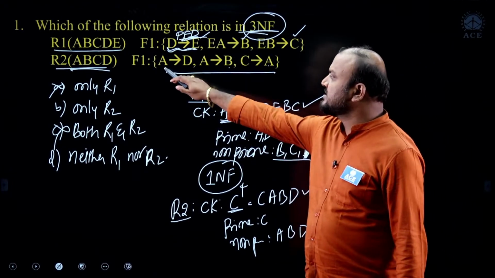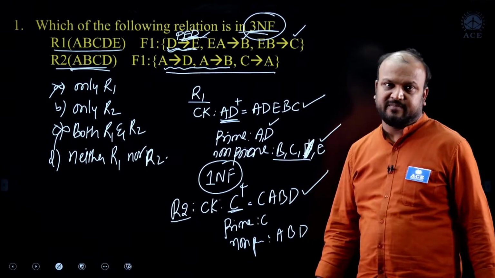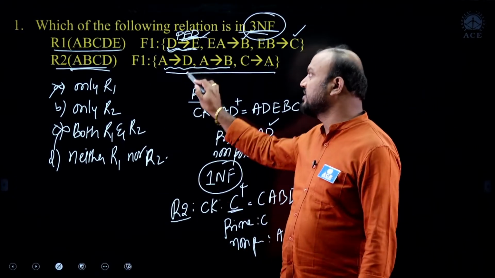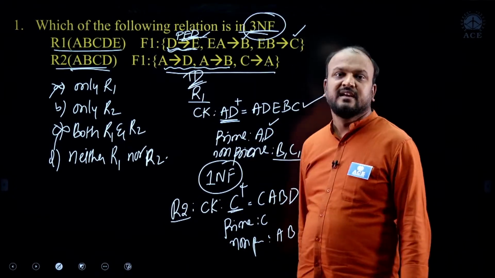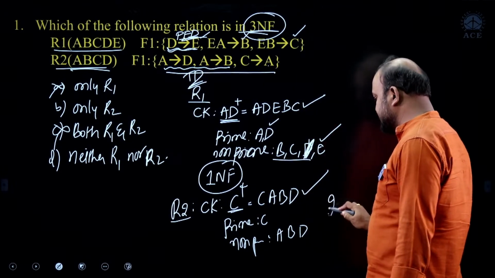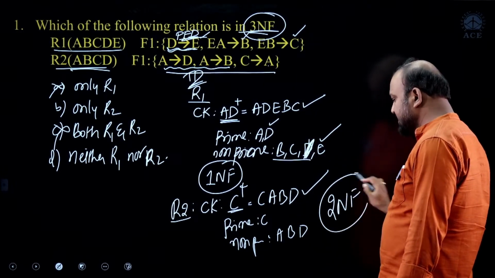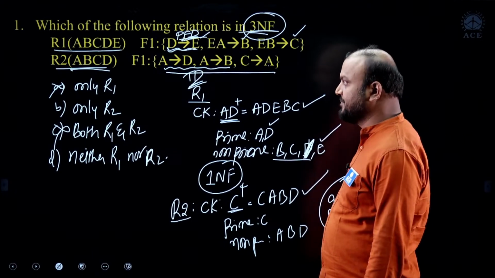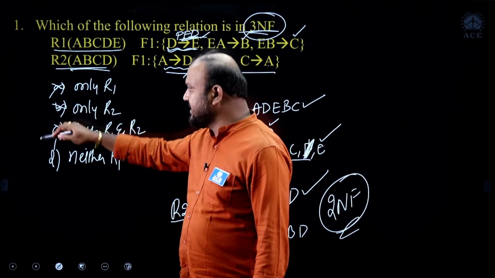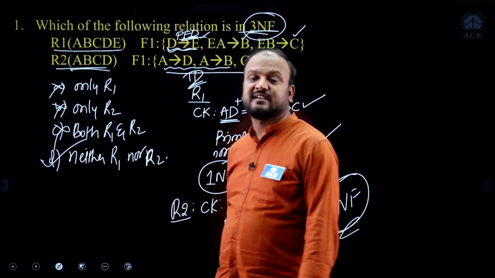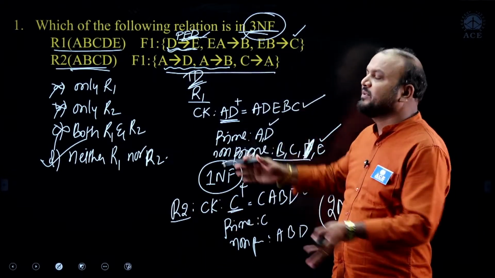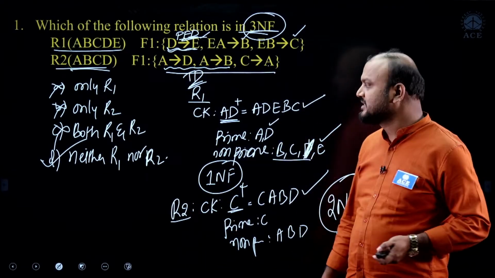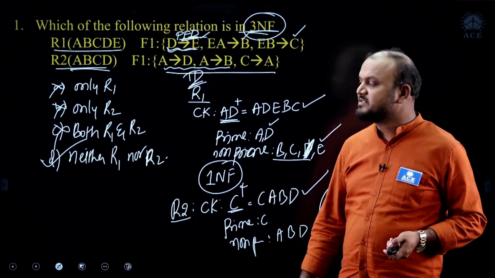And here you look at, it is a non-prime to non-prime relationship. Non-prime to non-prime relationship is called transitive dependency. If the relation has transitive dependencies, the relation is in which normal form? Second normal form. It is also not in the third normal form. It means that option B is also wrong. Then we can say option D is the correct answer because neither R1 is in 3NF nor R2 is in 3NF. So the answer for this question is option D.